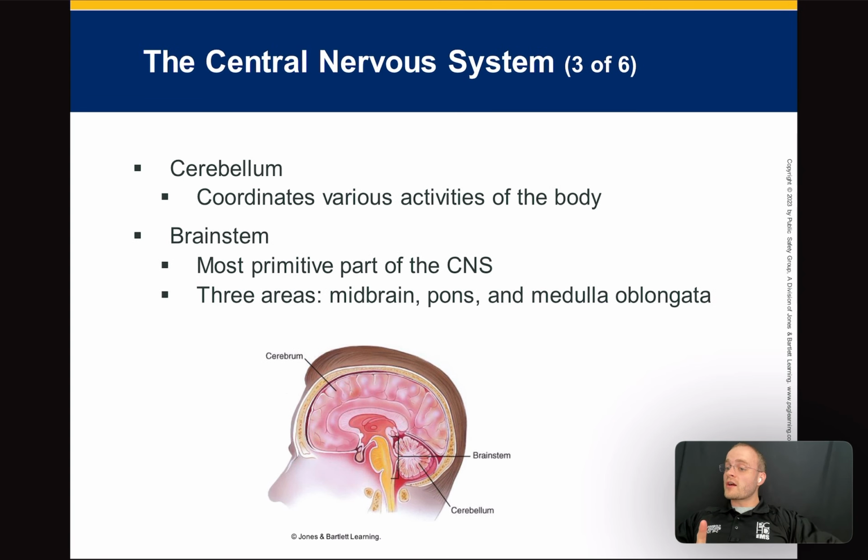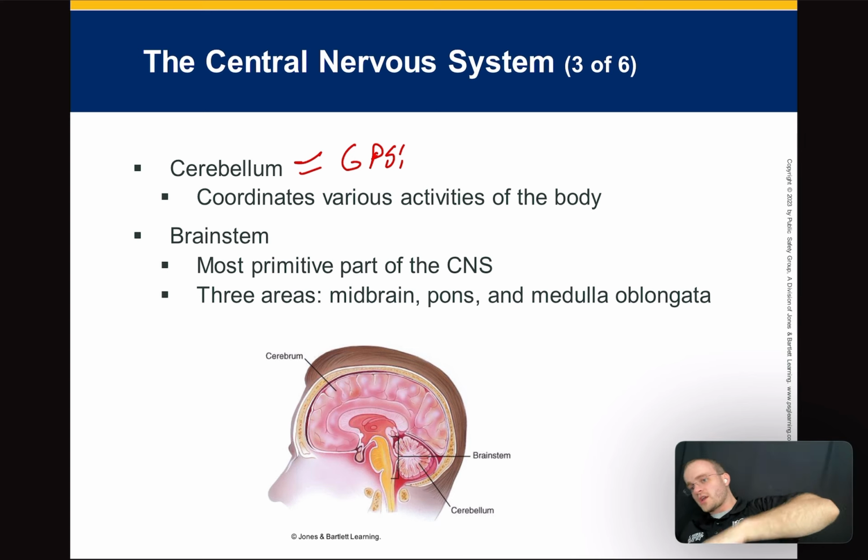So again, cerebellum equals, this is the GPS of the brain. This tells your body, where are my fingers in relation to myself? Okay, this tells it where your feet are, where your trunk is, where your head's at. It tells you where are these things in relation to my body. That fancy word is called proprioception, okay?